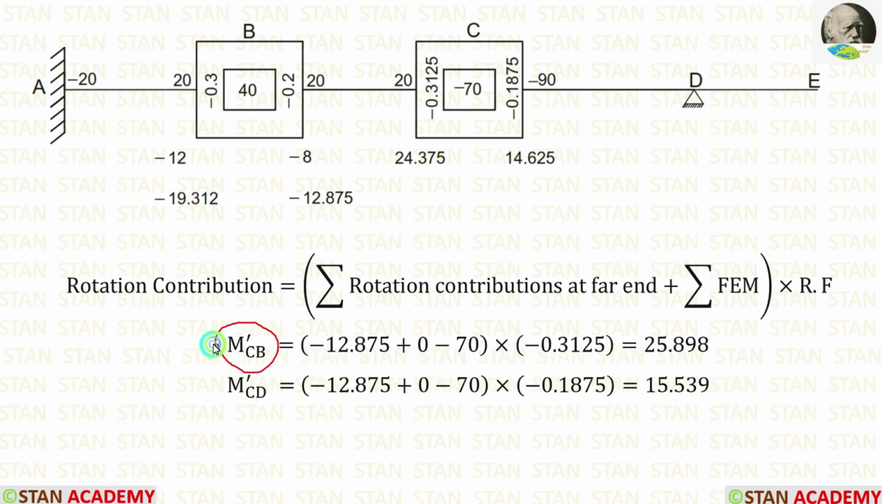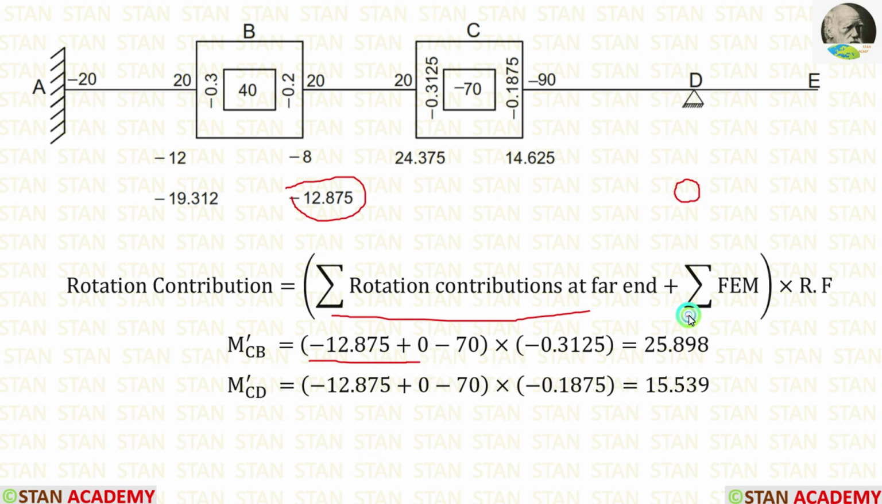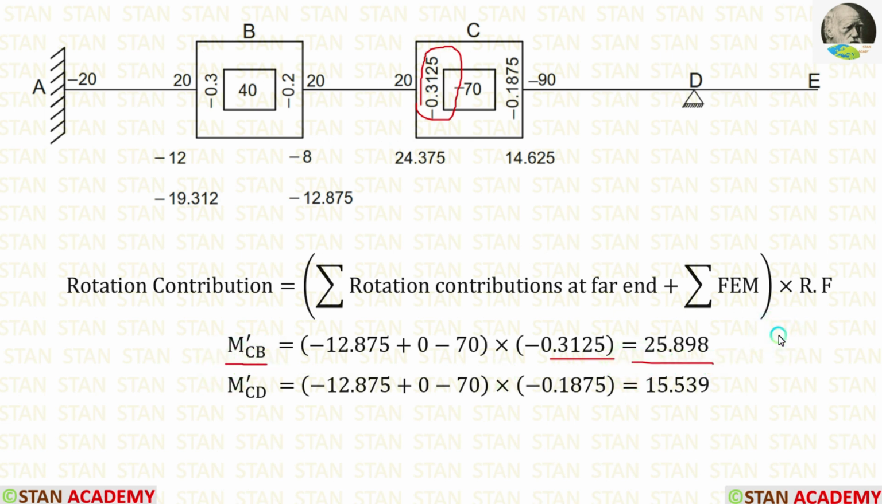Now let us calculate m dash CB. The latest rotation contribution in the point B is minus 12.875. In the point D, the rotation contribution is 0. So for the summation of rotation contributions at the far end, we are having minus 12.875 plus 0. The summation of fixed end moments is minus 70. The rotation factor for CB is minus 0.3125. After the calculations, we are getting m dash CB is equal to 25.898.